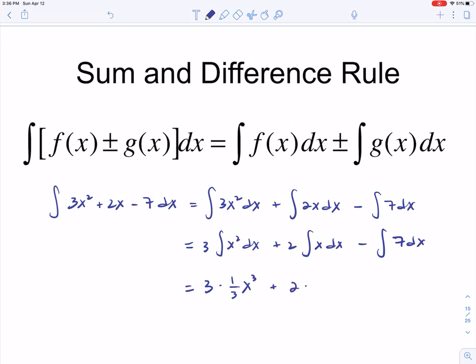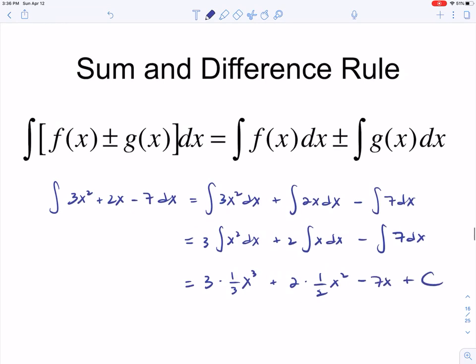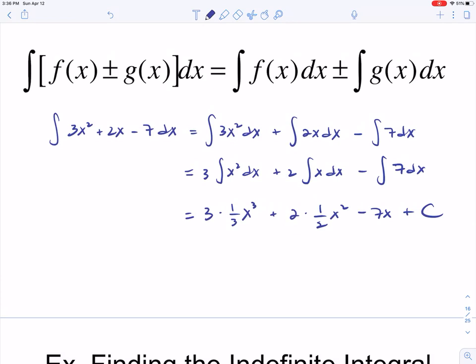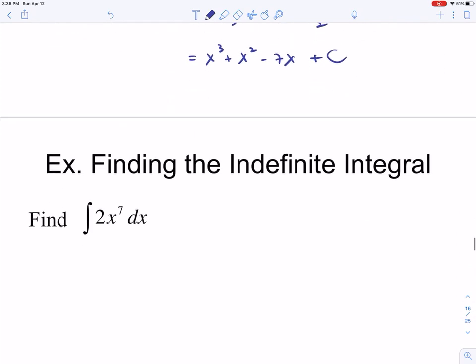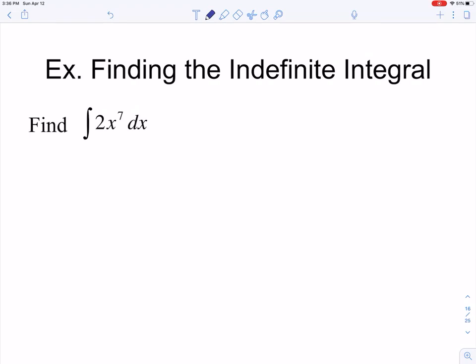Okay, so it would be 3 times 1/3 x cubed, and then plus 2 times 1/2 x squared minus 7x, and then don't forget your plus c. You have to have the plus c. Then we simplify and get x cubed plus x squared minus 7x plus c. So that would be the general antiderivative of 3x squared plus 2x minus 7.